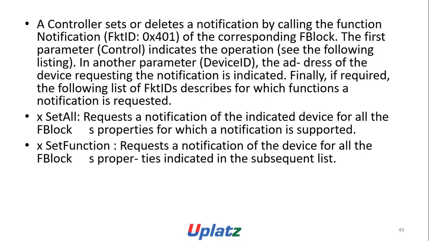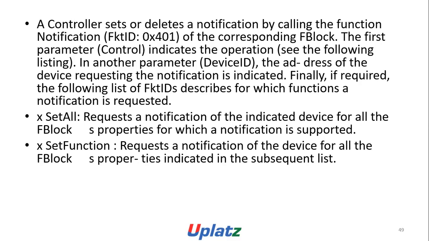A controller sets or deletes a notification by calling the function Notification, FktID 0x401, of the corresponding Fblock. The first parameter, Control, indicates the operation, see the following listing. In another parameter, DeviceID, the address of the device requesting the notification is indicated. Finally, if required, the following list of FktIDs describes for which functions the notification is requested.